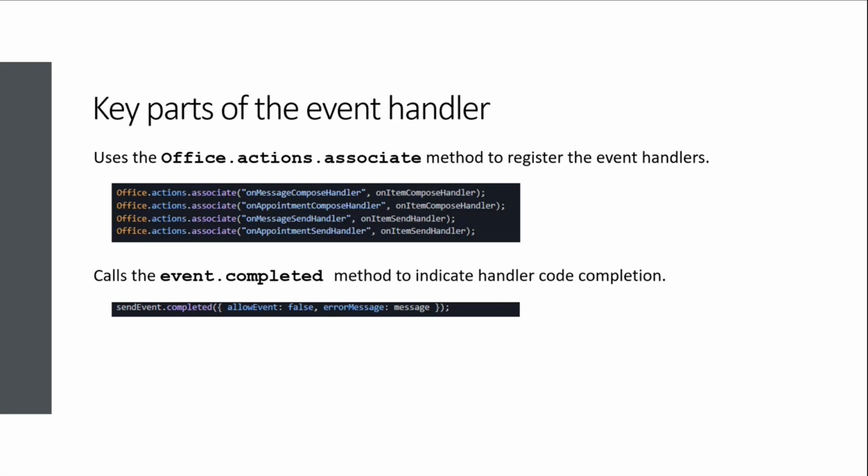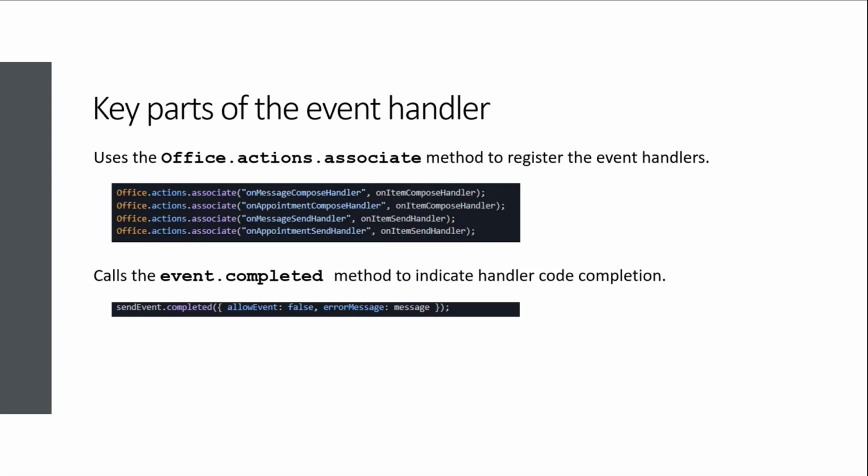And before we go to the demo, I also wanted to highlight a few things within the JavaScript file, specifically with the event handler functions. So first, within your JavaScript file, you will want to call the office.actions.associate method in order to register the event handlers. So what this does is it maps the function name attribute that you specified in the manifest with the JavaScript function name that'll handle the logic of your add-in.